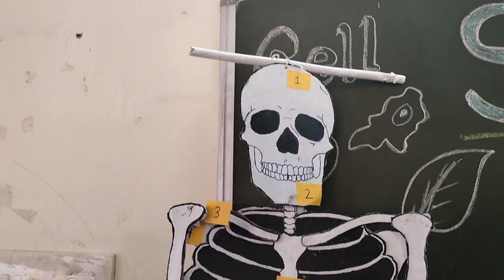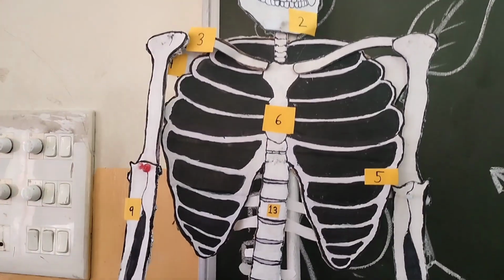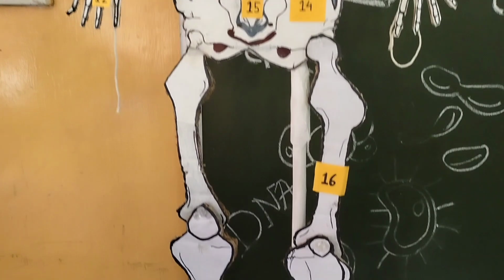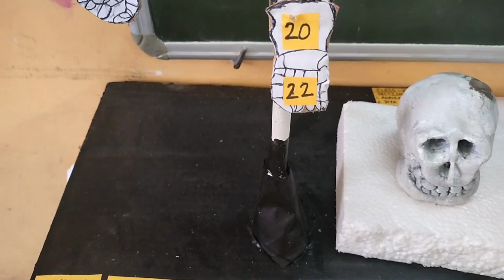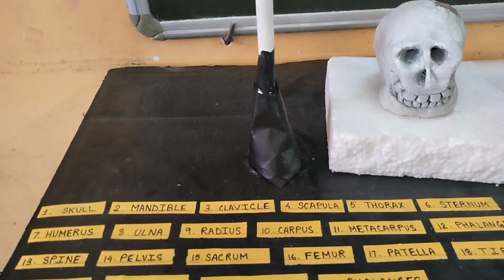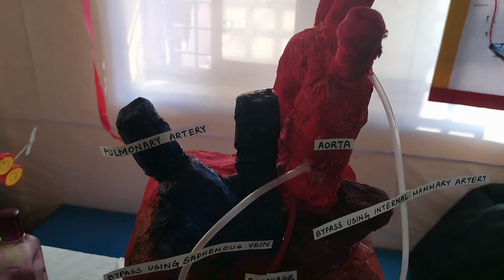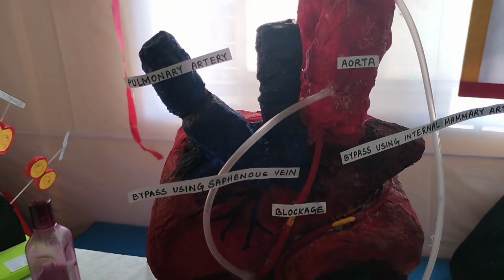The skeleton is the internal framework of our body. It consisted of 270 bones at birth, but the number of bones gradually decreases to 206 as some bones get merged with each other. Coronary artery bypass graft surgery (CABG) is a procedure used to treat coronary artery disease.